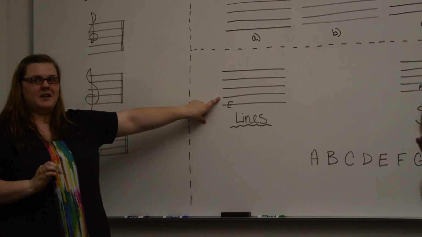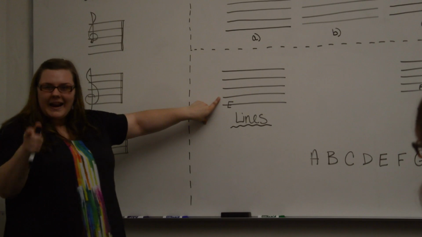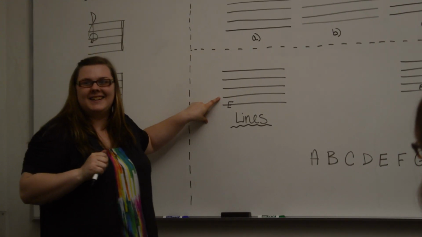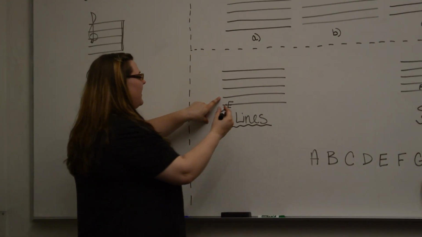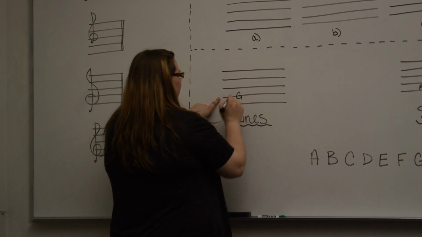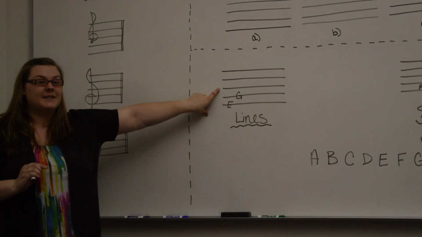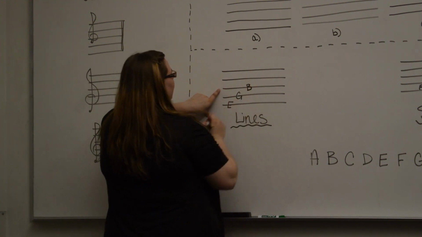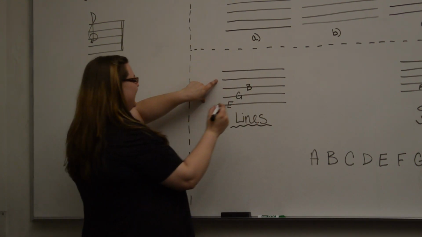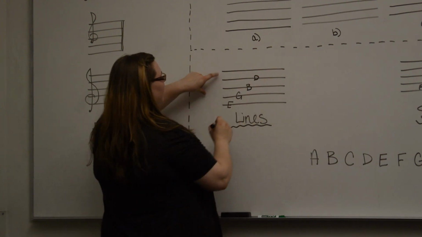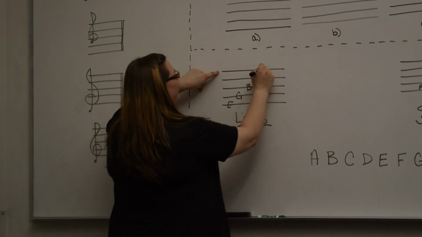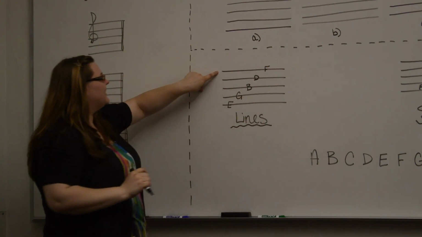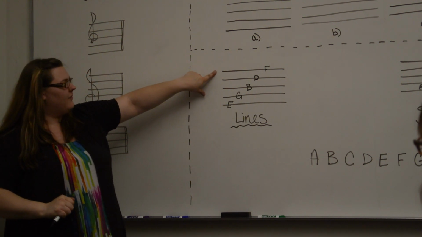What's the next one? Can anyone guess? G. G, why is it G? Because he's a good boy. Yes, he is a good boy. So what's the next one? Boy. Boy, B, awesome. Next one, D, because he does fine. Awesome. Okay, so every good boy does fine.